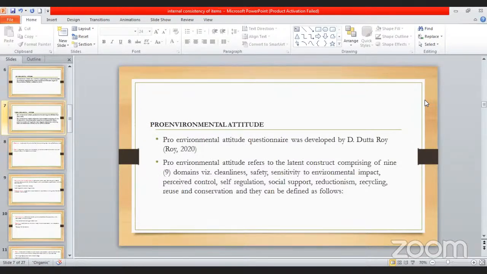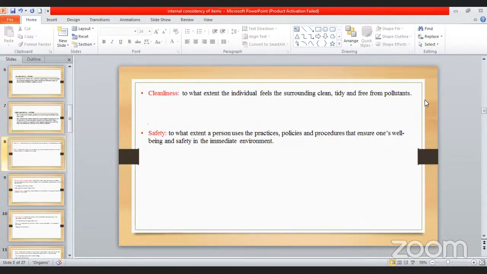Environmental impact, perceived control, self-regulation, social support, reductionism, recycling, reuse, and conservation. Let's see what these domains are now. Next. The first one is cleanliness. That is the first domain in the scale. It means to what extent the individual feels that the surrounding is clean, tidy, and free from pollutants.